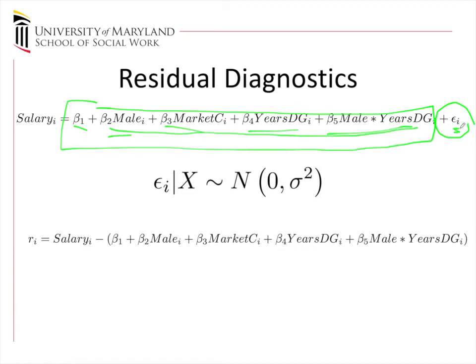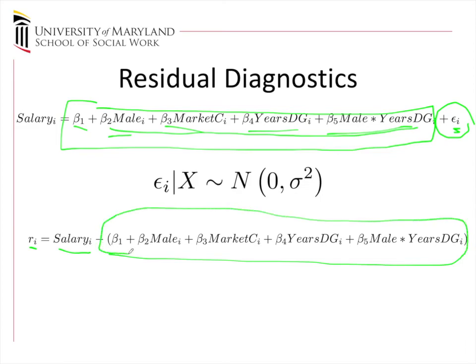Here I've termed it an error because I'm in the theoretical space, but in the practical space, it's a residual, right? So if I take the actual salary, subtract it from the value that I get from this, that gives me my residual, right? So generally we talk about this as y hat sub i, and this would be y sub i. So you've seen this is how you calculate residuals in the past.